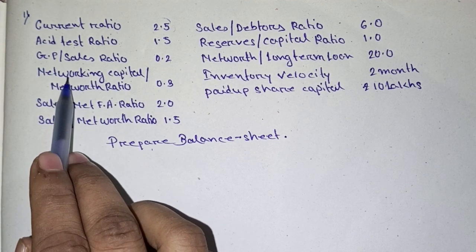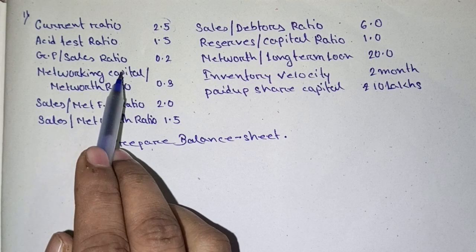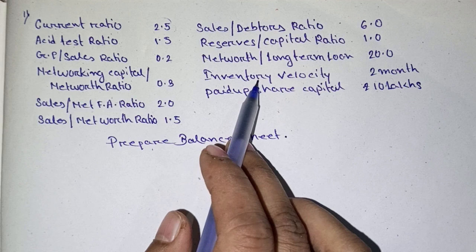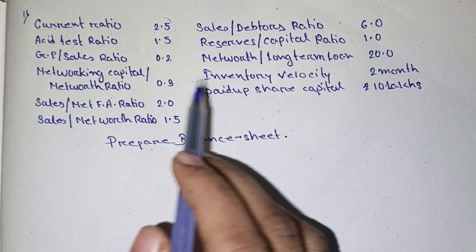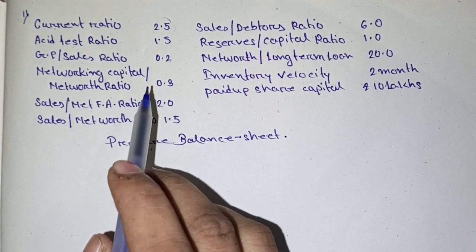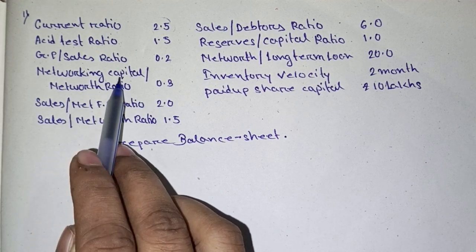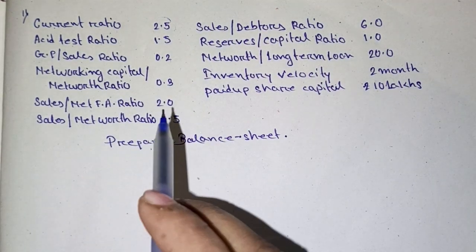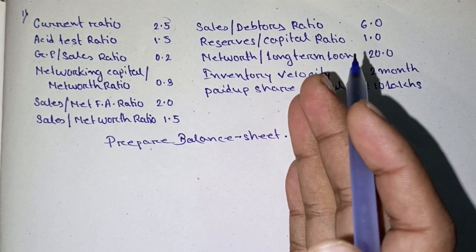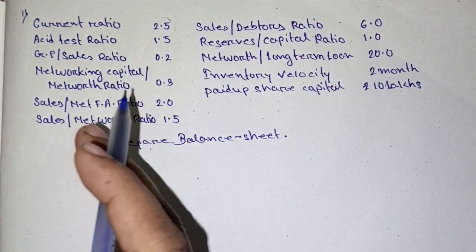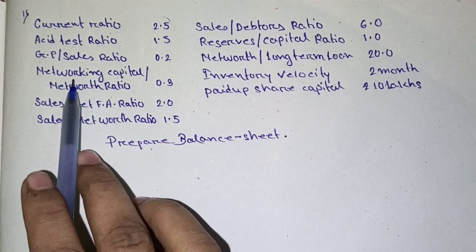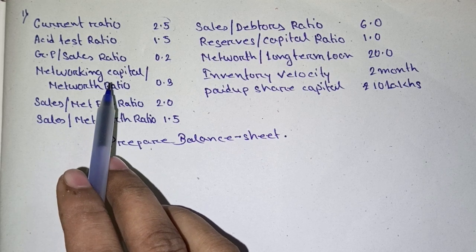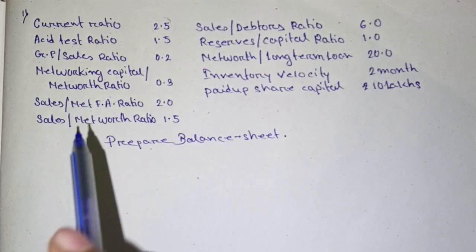Then net working capital divided by net worth. What is the meaning of working capital? Working capital is current asset minus current liability. If the current asset is 100 and current liability is 40, then our working capital will be 60. How do we calculate it? Current asset minus current liability.